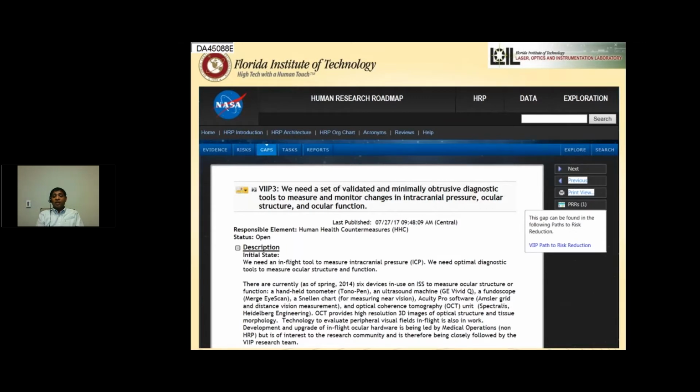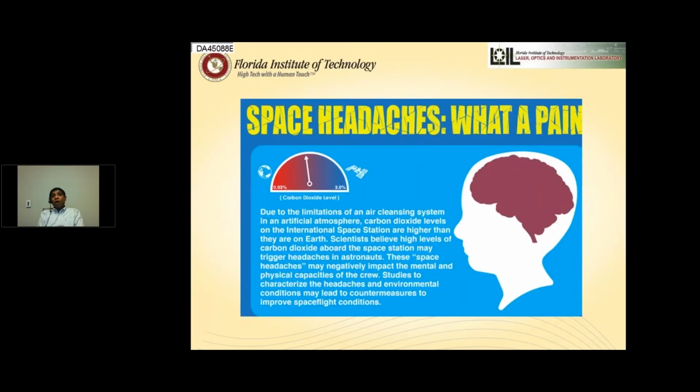This is a very important topic for NASA, and I will not read all the details, but this is cut and pasted from NASA's website. They have certain tools already in place, like a tonometer, fundoscope, and OCT, optical coherence tomography. They have been using these tools, but the results are still not conclusive. They are still looking for new ideas, and that motivated us to pursue this research.